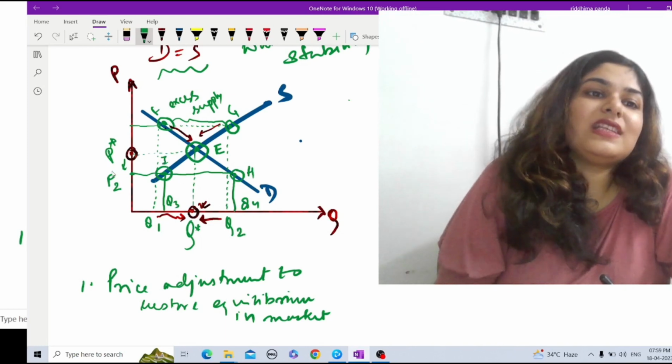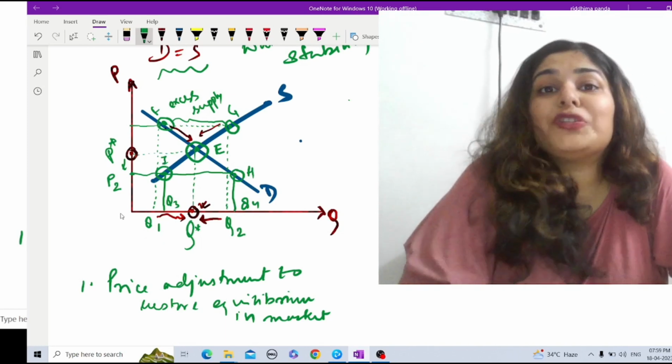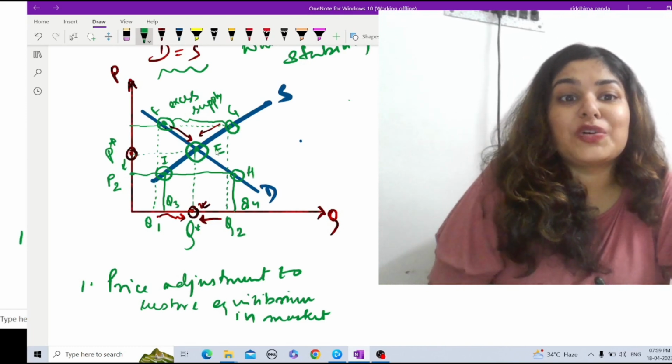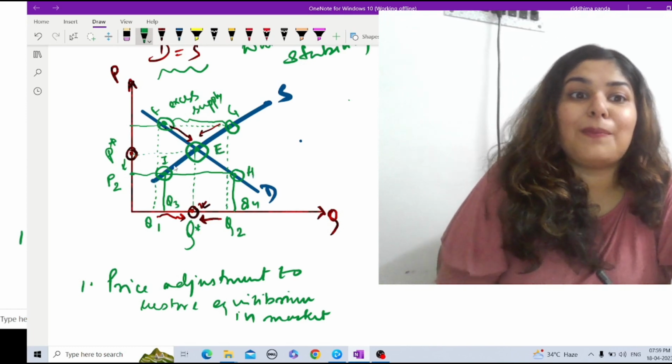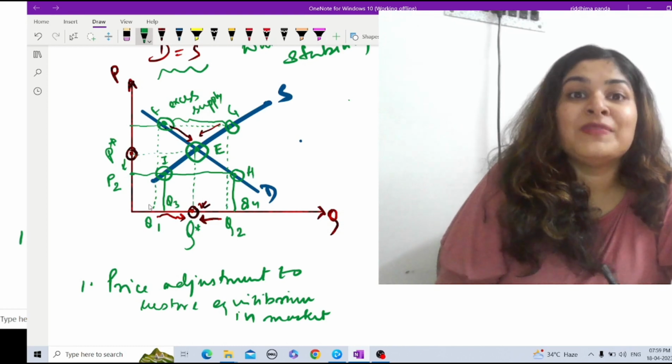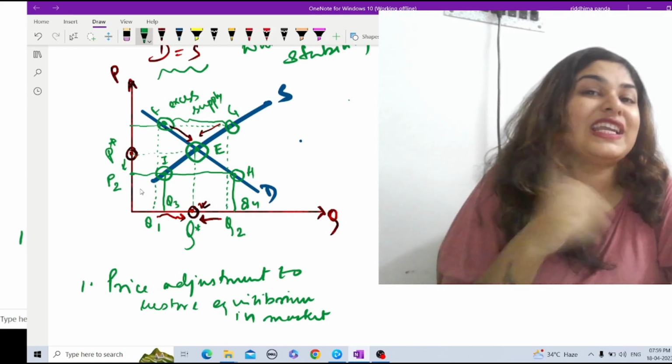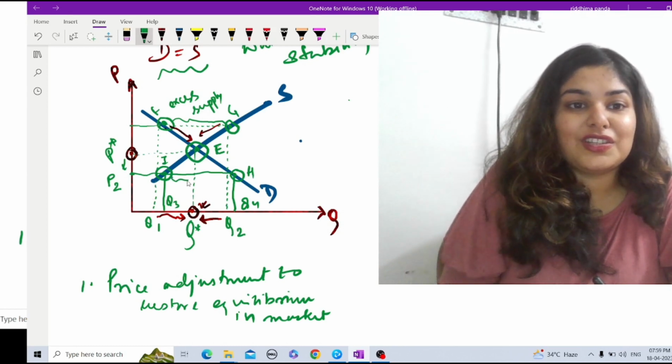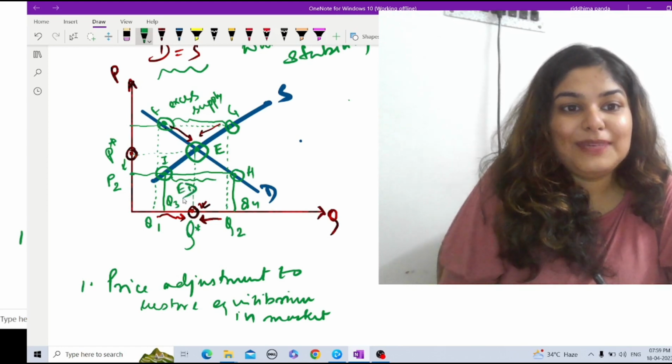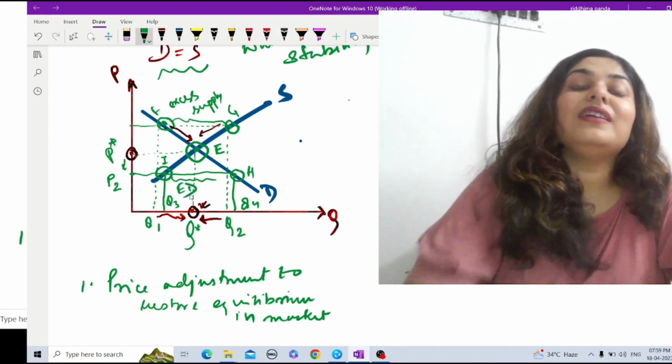Now what is the case? When the price is decreasing, people will want to buy more. So the demand obviously increases from point E to G, but the supply decreases from point E to I. So there is a condition of more demand and less supply. So this is our condition of excess demand, right? So how can I restore this?